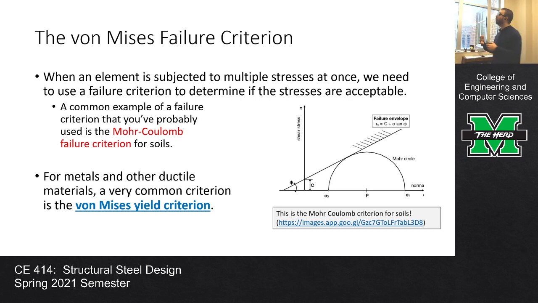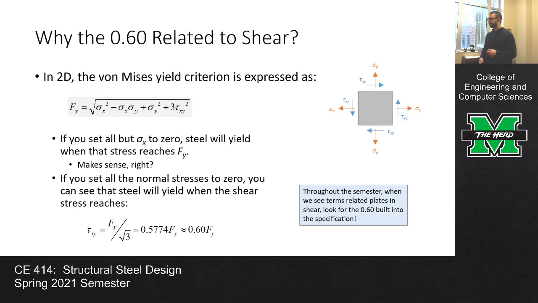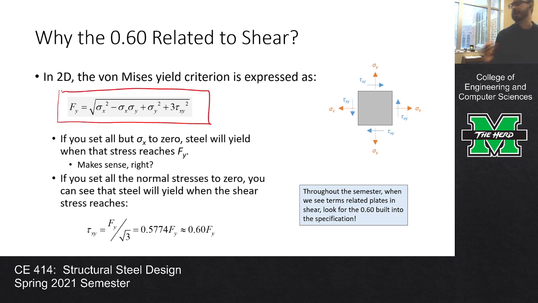For metals, we don't use Mohr-Coulomb, we use the von Mises criterion. The von Mises yield criterion looks like this in 2 dimensions. This is what the equation looks like if it's in 2D. You don't need to memorize that. I'm not asking you to memorize that. So please be clear on that. But I want to show you how it works.